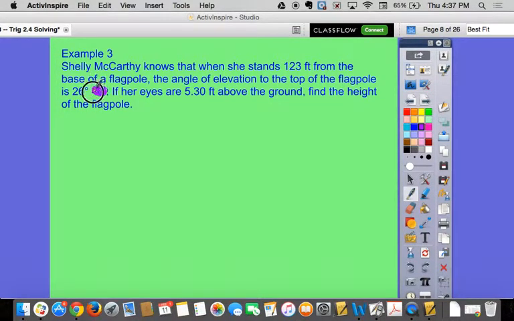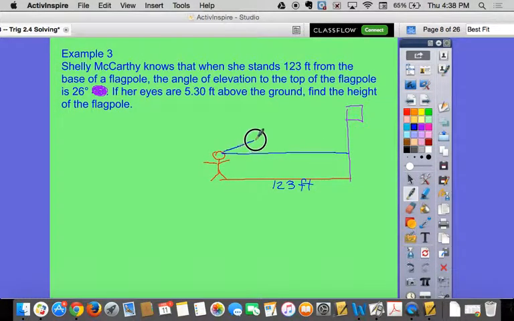So let's just look. And again, let's just take off the minutes because you guys didn't do that in Algebra 3. It says that she knows that where she stands is 123 feet from the base of a flagpole. Now, for those of you that don't know me, my art is lacking. I'm artistically challenged. Doesn't take long to figure that out. Okay, so she is 123 feet from the base of the flagpole. Angle of elevation to the top of the flagpole is 26 degrees. Now this is from where she's looking as well.